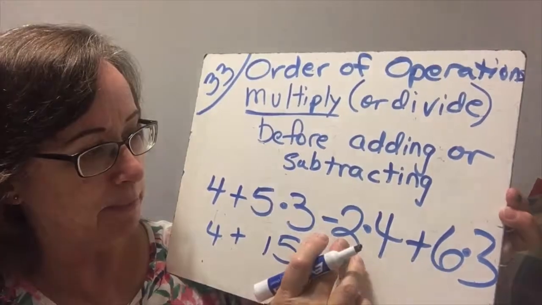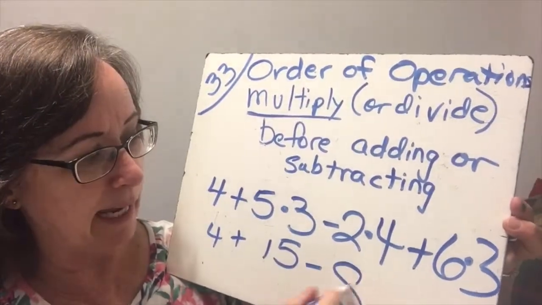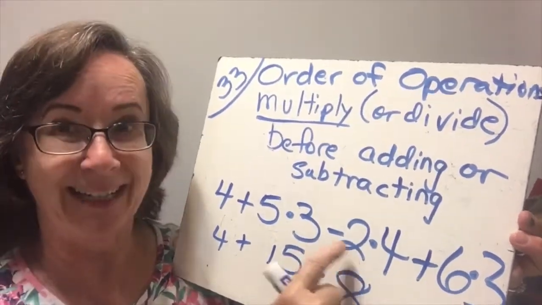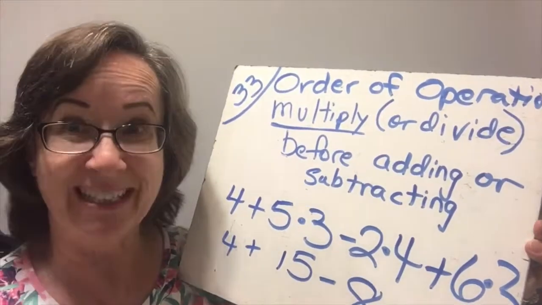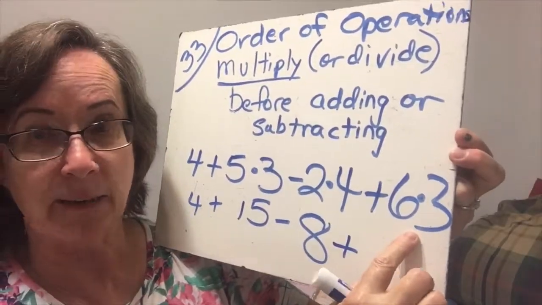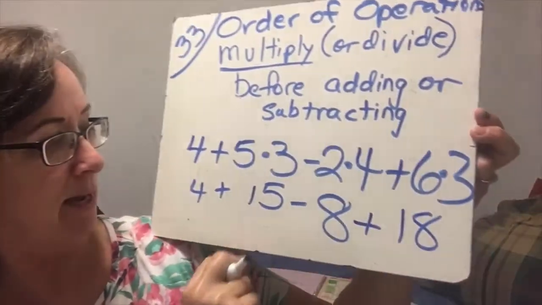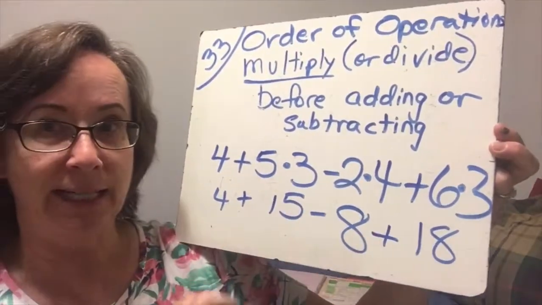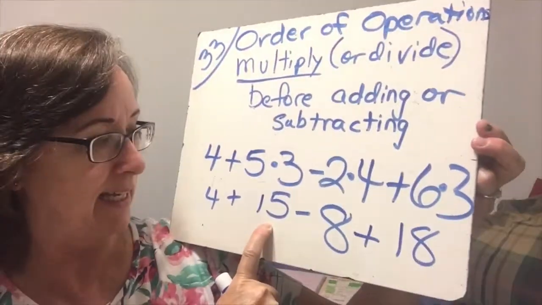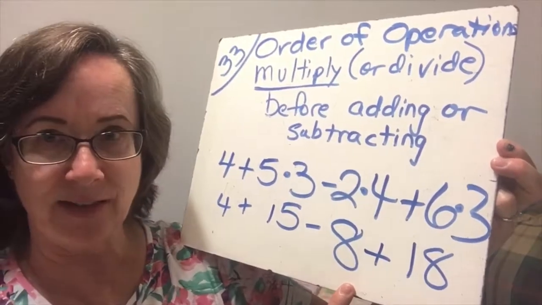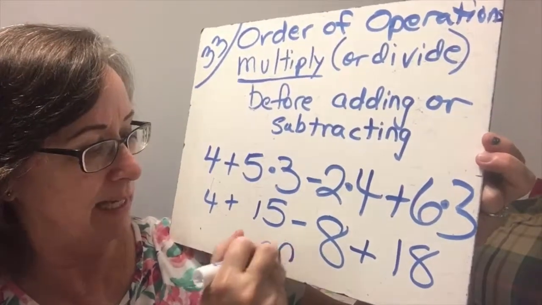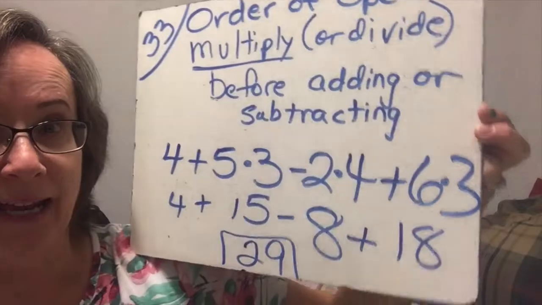And we've got a minus, but then we have a 2 times a 4, which is going to be an 8. Now, we could say minus 2 times 4, or we could say minus 2 times 4. And we're going to still get a negative 8 either way we do it. And then, lastly, 6 times 3 is 18. Okay, so now, left to right, there's nothing but addition and subtraction. So let's go with that left to right. 4 plus 15 is 19. 19 take away 8 is 11. 11 plus 18 is 29. And 29 is the correct answer.